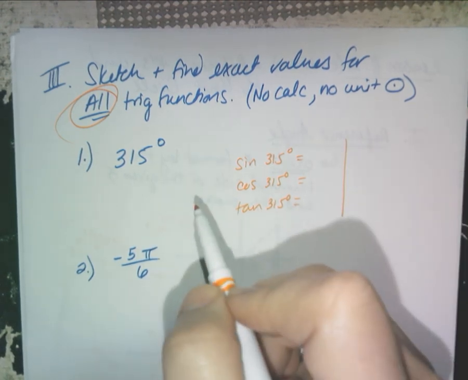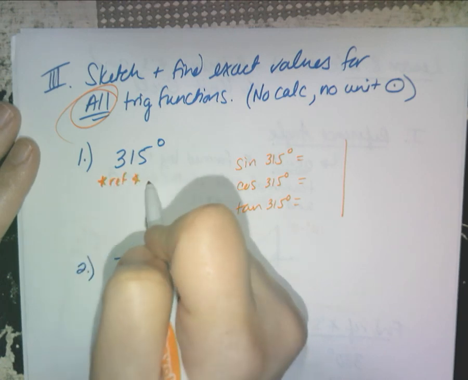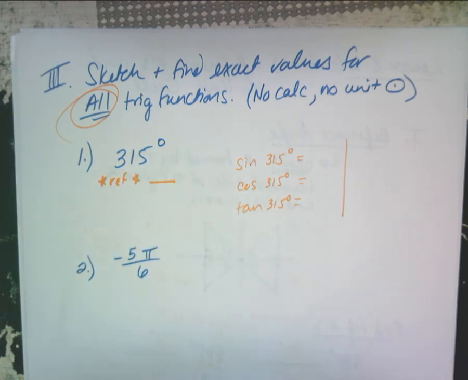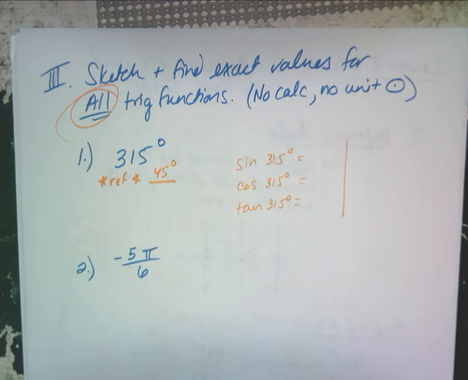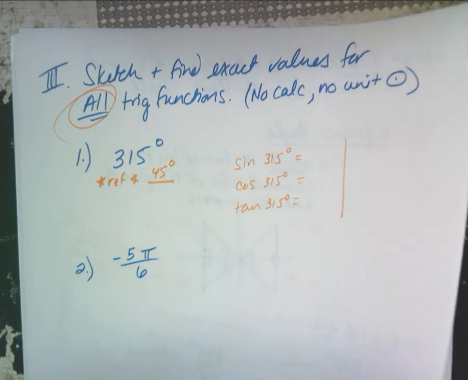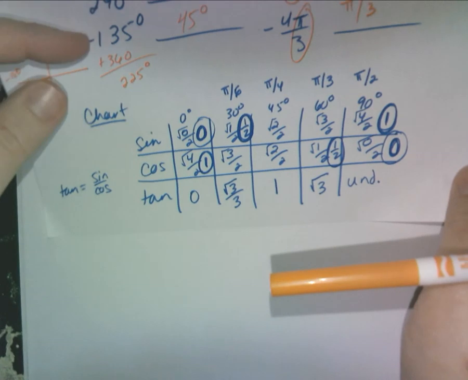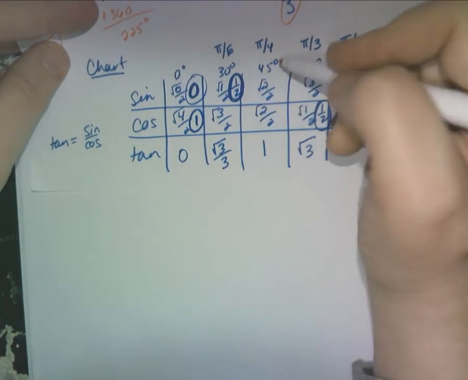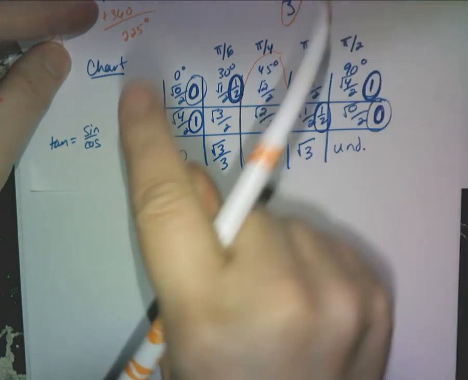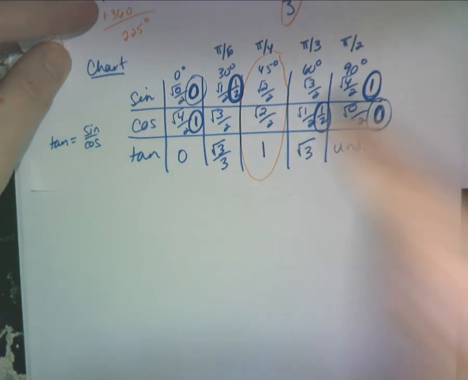Here's what you do. You first find your reference angle. 315's reference angle is what? 45, okay? So that means if you turn this back over, you reference back to this chart and go to the 45. All of your answers for sine and cosine and tan are going to be this, except for one little thing.